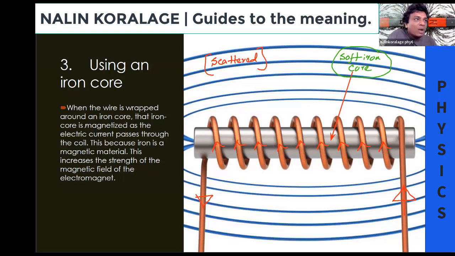Now, if you go through the statement given, when the wire is wrapped around an iron core, that iron core is magnetized. One important point you should write in case they give that in your paper: that iron core is magnetized. That part is very important. That iron core is getting magnetized as the electric current passes through the coil. This is because iron is a magnetic material, of course. Not only iron, but steel too, yes. This increases the strength of the magnetic field of the magnet. So you have to write that the iron core is getting magnetized, and that magnetized iron core is going to concentrate the magnetic field of the coil, thereby increasing the strength of the electromagnet.